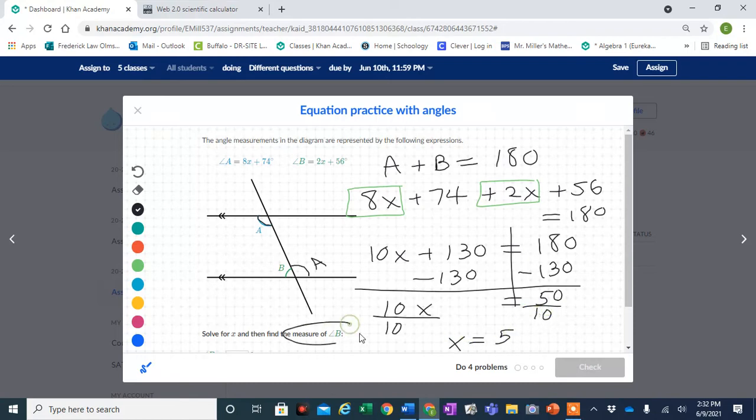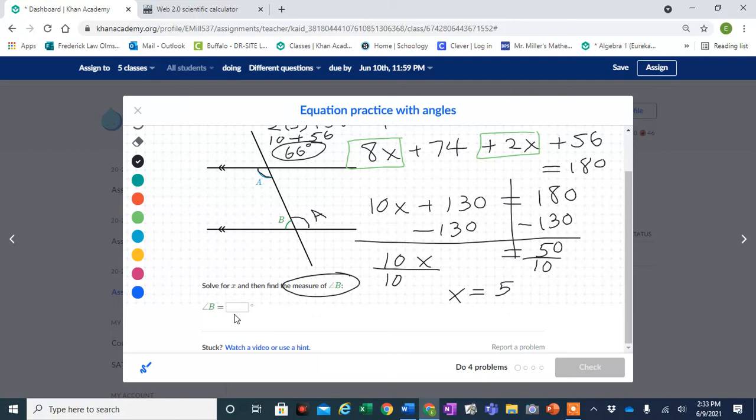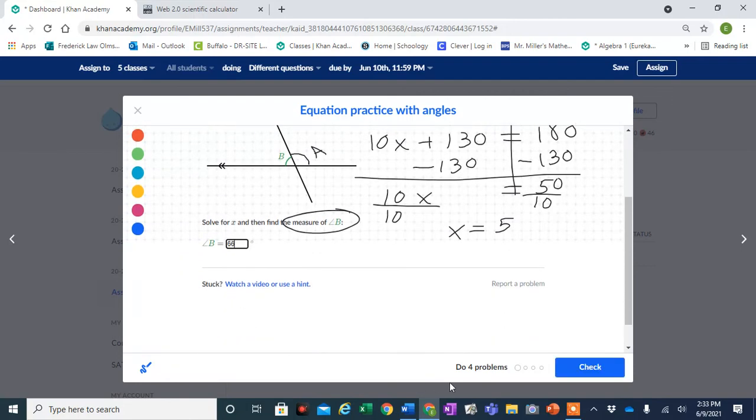However, the question wants to know what's the measure of angle B. So we need to do 2 times 5 plus 56. So 2 times 5 is 10 plus 56 gives you the answer, which is 66 degrees. So our answer for this problem should be 66.